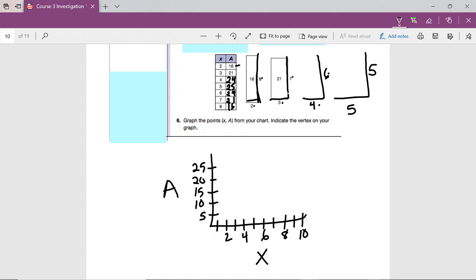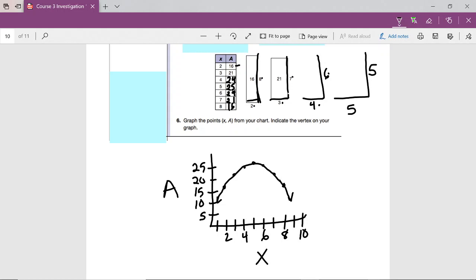So we can just start with our lowest one. So x as 2, and so my area is 16. We would have a plot right about there. And then 3 goes to 21. 4 goes to 24, just below that. 5 goes to 25. 6 goes back to 24. 7 to this 21. And 8 goes to 16 again. So we have this parabola, and now I'm just going to extend it a little bit to show that yes, we could have some other possibilities here that are decimal numbers. We're plotting just those whole numbers.